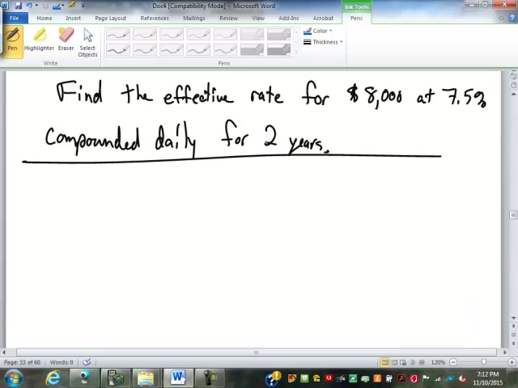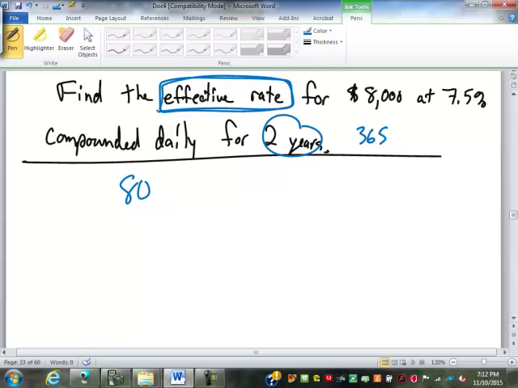So of course we're going to use 80. The 8,000 divided by 100 gives us 80. Then our factor for 7.5%, and are we going to use 730 days? We said for 2 years, but we're only going to use 365 days. Why? Because when we do effective rate, we go for 1 year. So we're going to use the factor 7.787585.